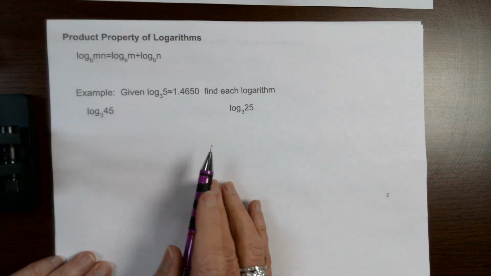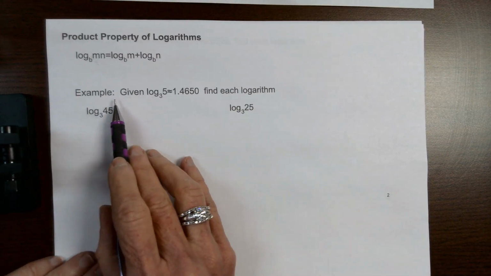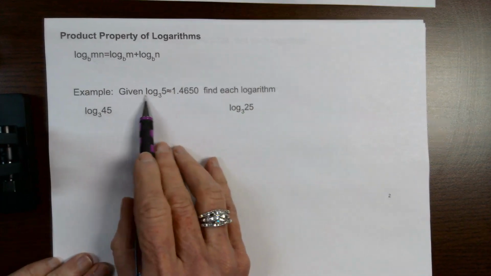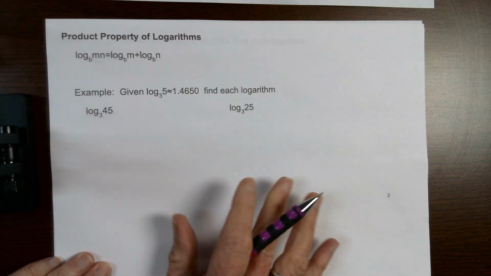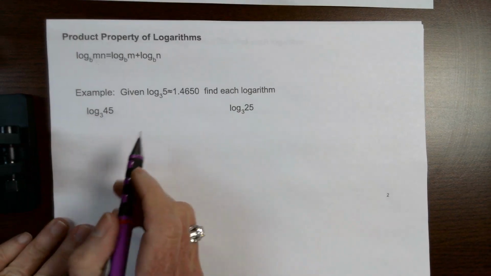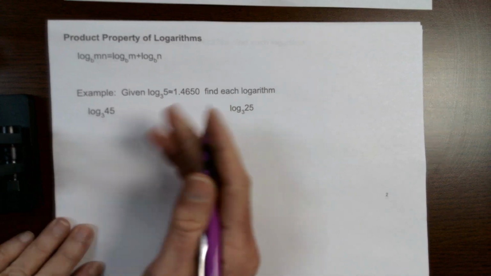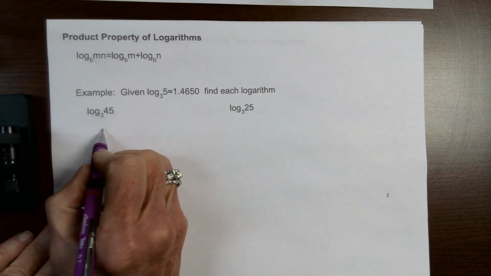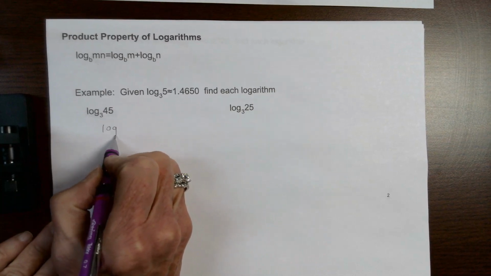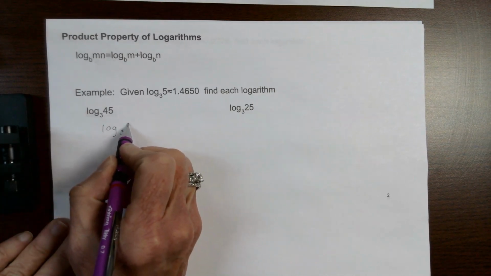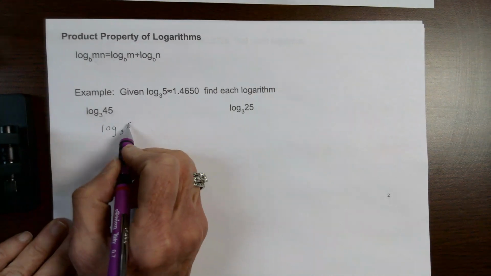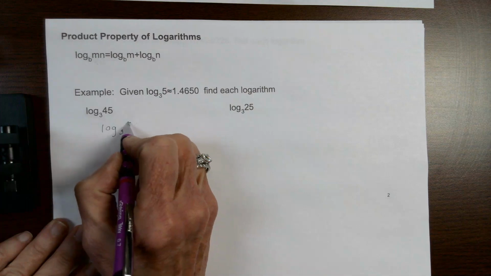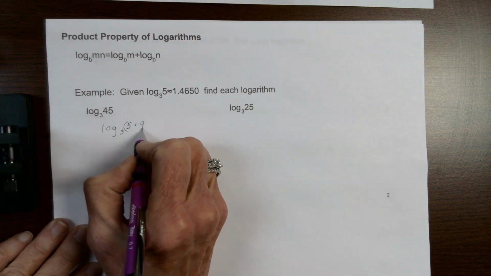So here's an example of this. They often will give you at the top a value that you're going to use in the problems that follow it. So you're going to turn around and write this logarithm, figuring out how to write it with a number of 5 and a base of 3. So I would do something like this: the log base 3 of 5 plus, because 5 times 9 is 45. So basically I'm talking about this.